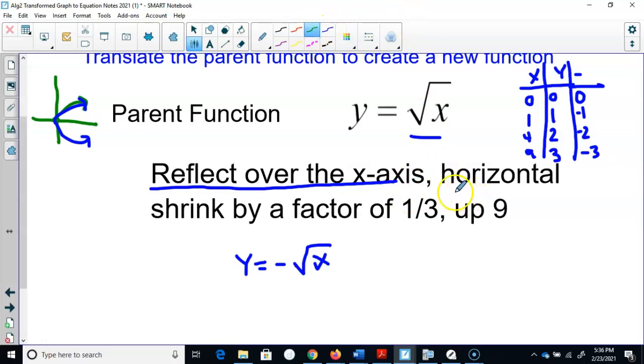Now it says we have a horizontal shrink by a factor of 1/3. A factor of 1/3 means we're dividing by 3 to the x's. Why do I know to the x's? Because I said horizontal. So the x values are now shrinking, okay? I'm dividing by 3.